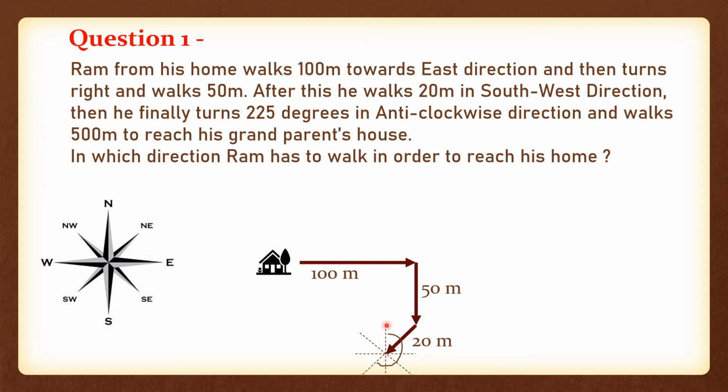Okay. So Ram is now facing in north direction, and from here Ram will move 500 meters to reach his grandparents' house. So from here Ram is moving 500 meters. So let us move 500 meters, and then Ram will reach his grandparents' house.